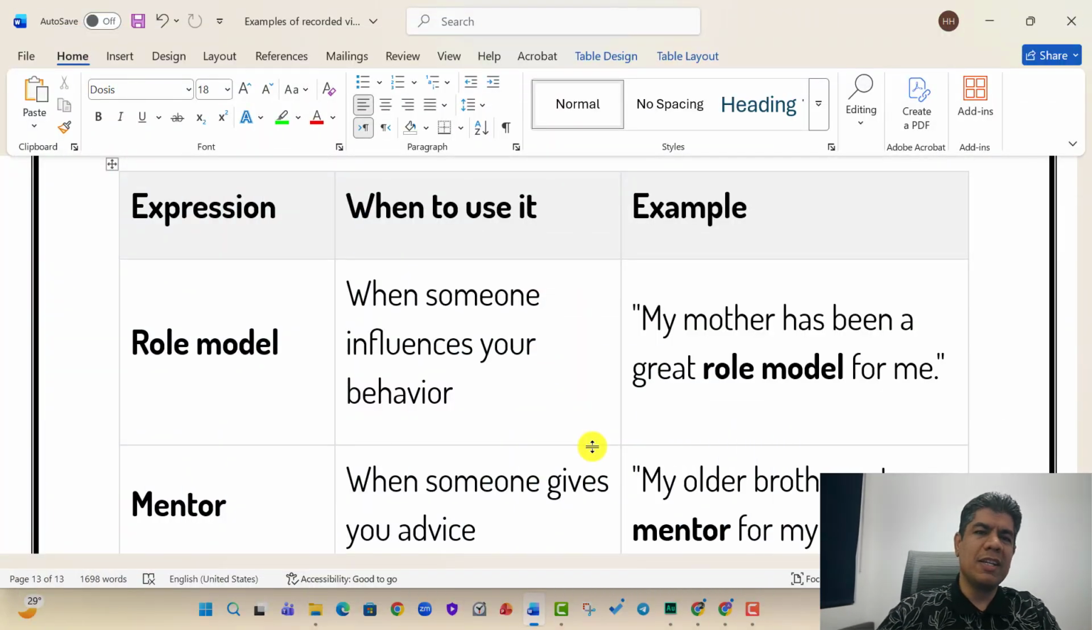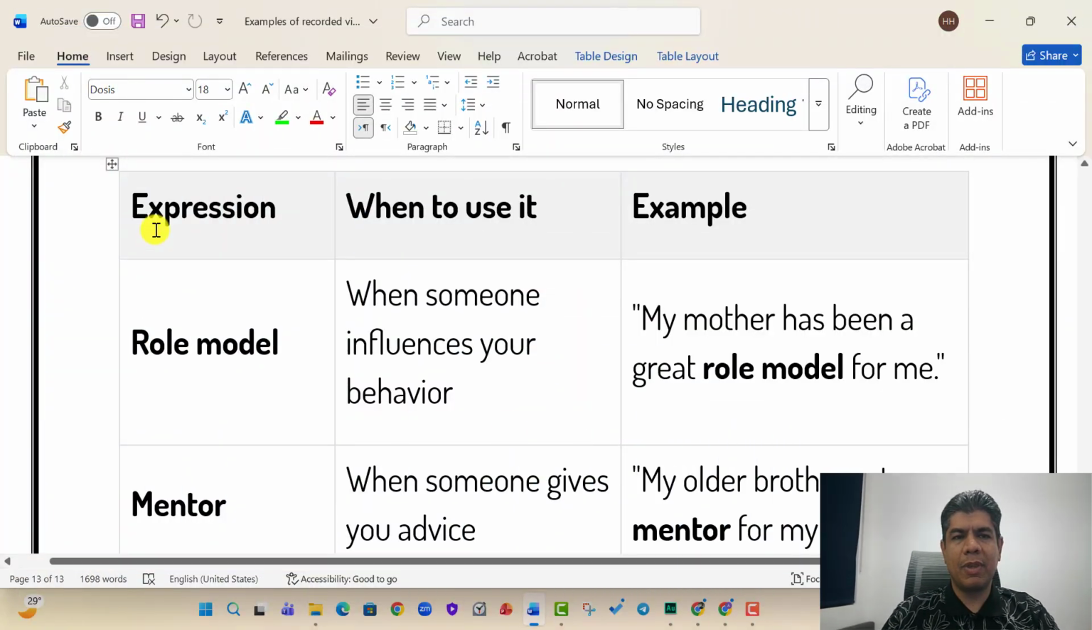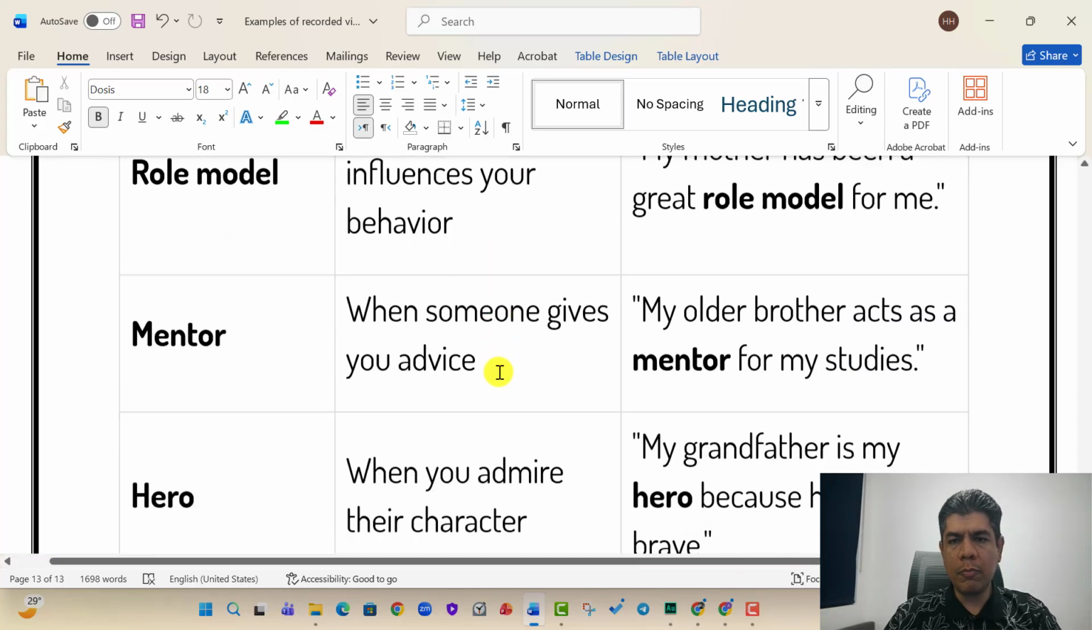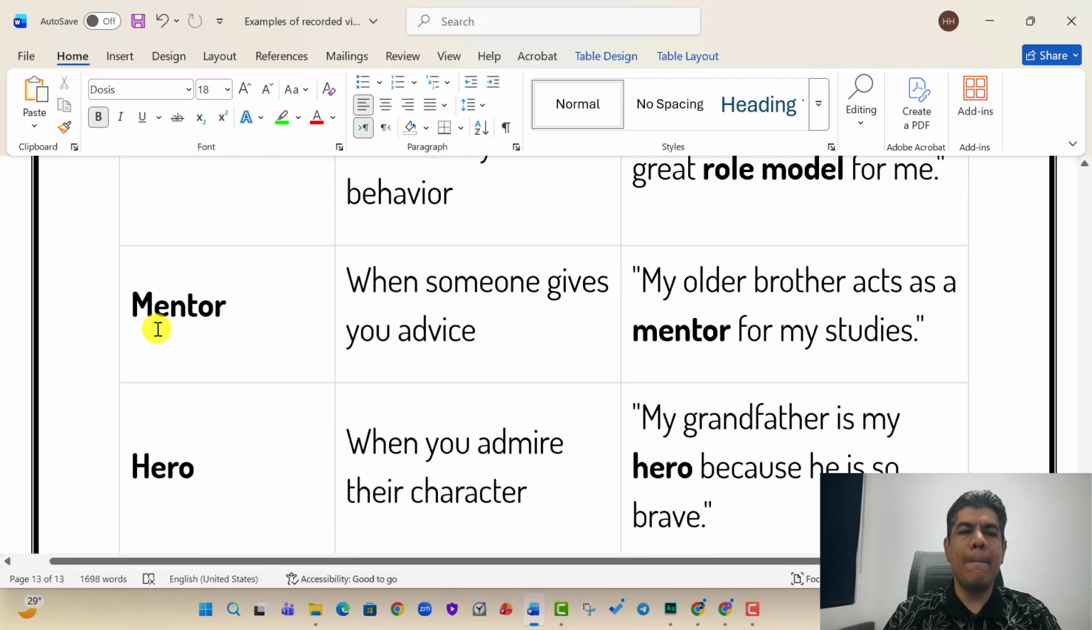Follow me, please. So here we have the expression role model, when someone influences your behavior. Take a look at this example. My mother has been a great role model for me. Okay, so instead of saying my mother is important to me, you can come up with this alternative. Let's take a look at another one. Mentor, when someone gives you advice. So you could say, my older brother acts as a mentor for my studies.